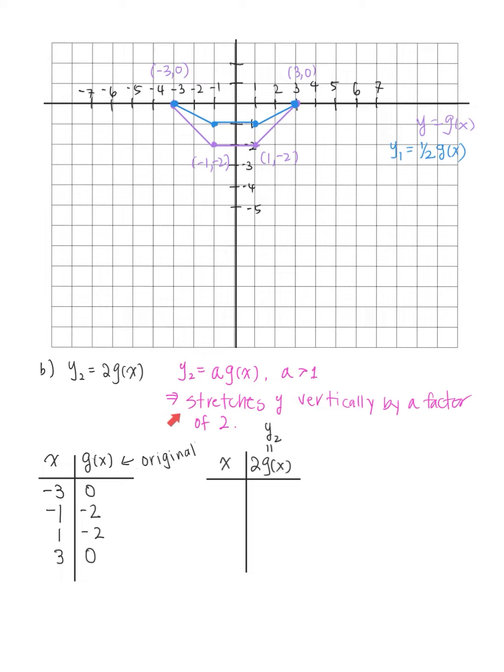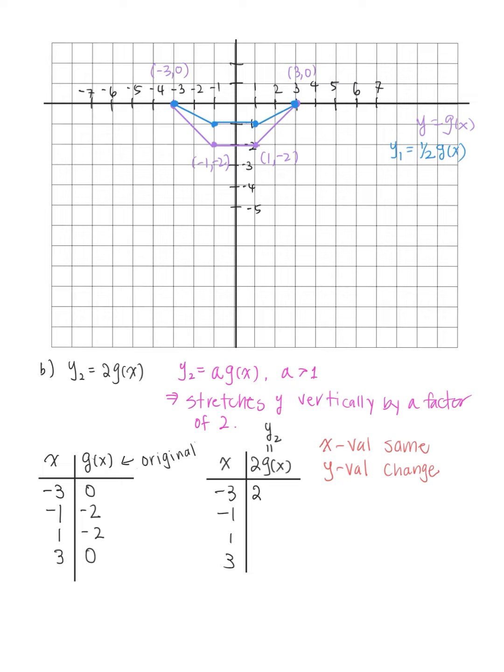Let's read it. We're going to have to stretch this given purple graph vertically by a factor of 2. So again, we need to stretch this vertically. So which values are changing? The y values, which means that our x value stays the same, but we need to change its corresponding y values. All right, so let's do it. Again, our x values are going to be the same. So we're still going to have negative 3, negative 1, 1, and 3. Now let's compute 2 times g of x.